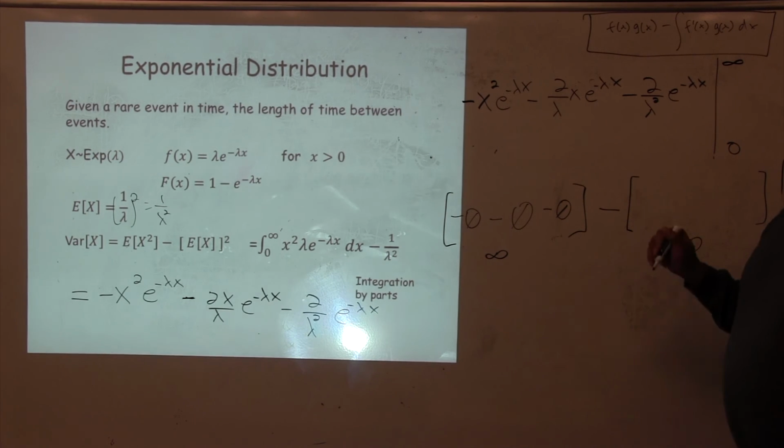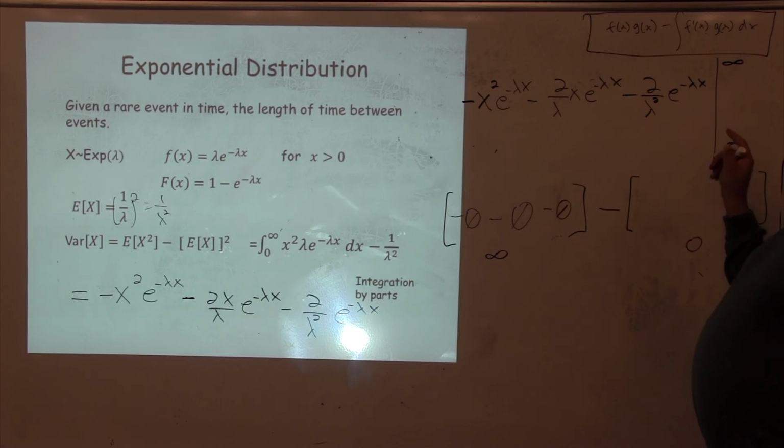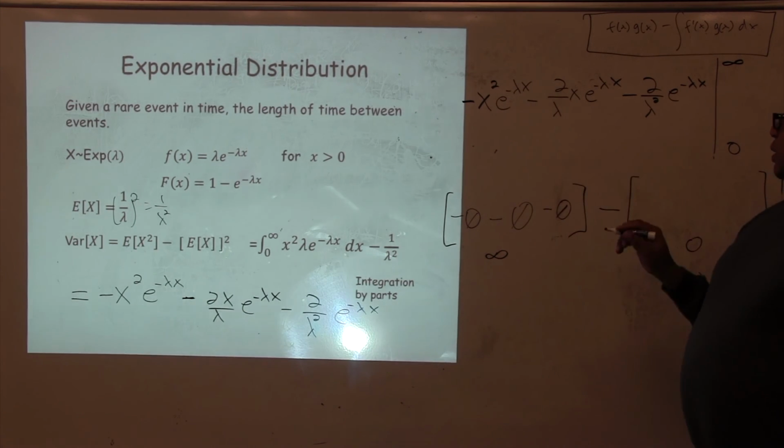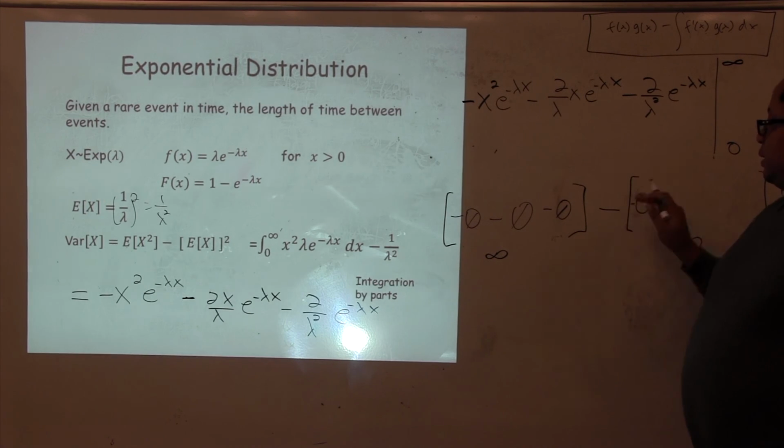So let's look at the first term. We have x squared, right? 0 squared is 0, and 0 times anything, it doesn't matter what that is, is 0. So we're going to write 0 for that first term, minus 0, just to kind of be consistent. All right, sorry, minus 0.